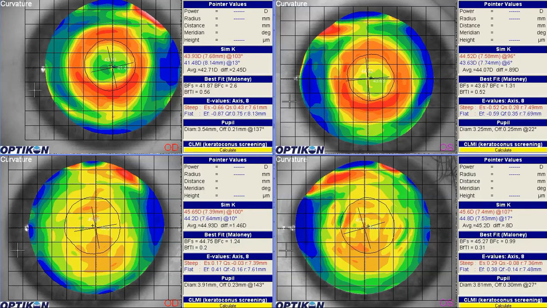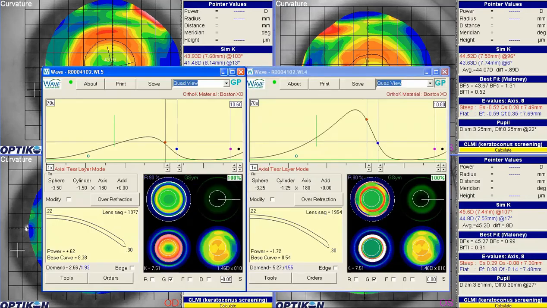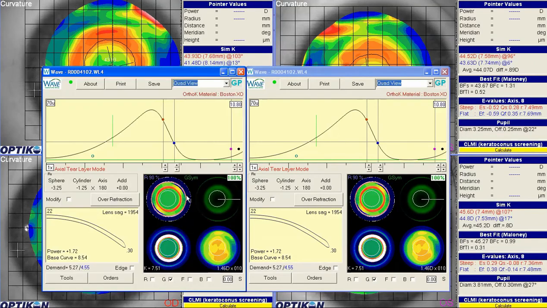If I pull up the lenses that the patient's wearing right now, the one for the left eye looks pretty conventional. The one for the right eye has a little bit of shape factor built into it, so the power and the demand are a little bit different from what we would normally see. For the right eye, I'm going to switch back to the previous iteration of the lens and build off of this one to address the residual cylinder.